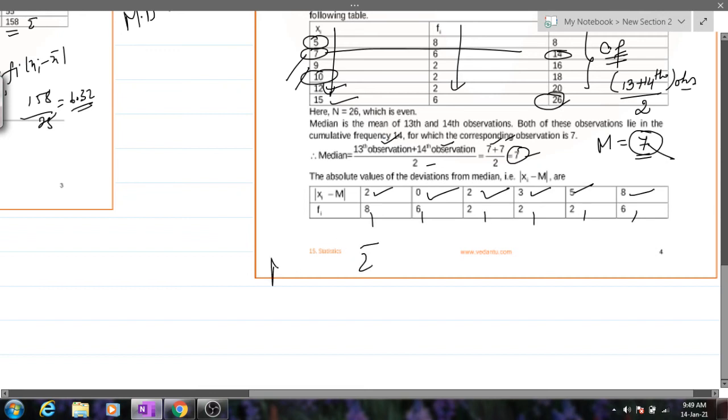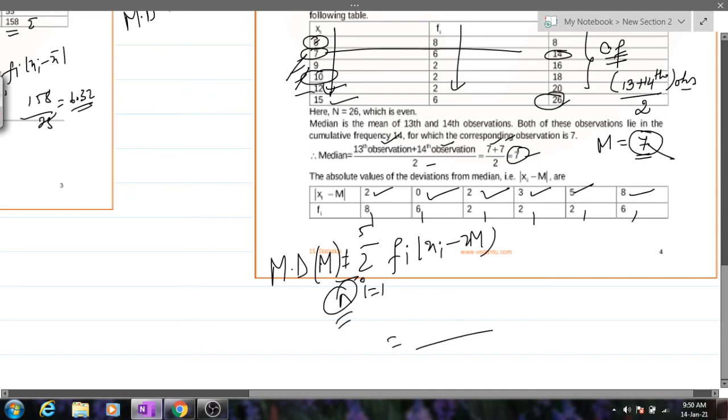The same formula will be used out here. Mean deviation about the median will be given to you as the summation from i equals 1 to 5 of fi into |xi minus M|, and the total divided by n, which is 5.